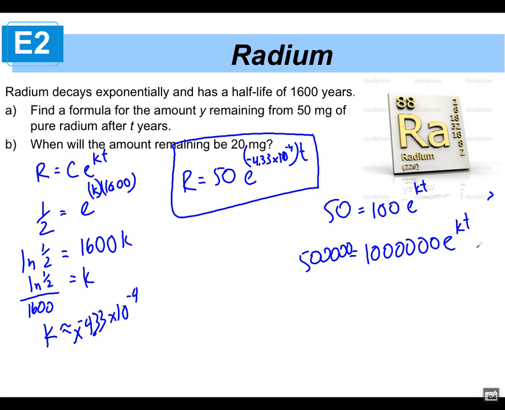Part B, when will the amount remaining be 20 milligrams? Where does the 20 go into the equation? R, good. Put it in for R. So we're not doing a half-life here. We're doing a little bit more than a half-life.